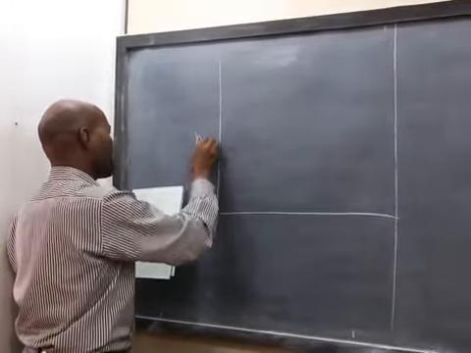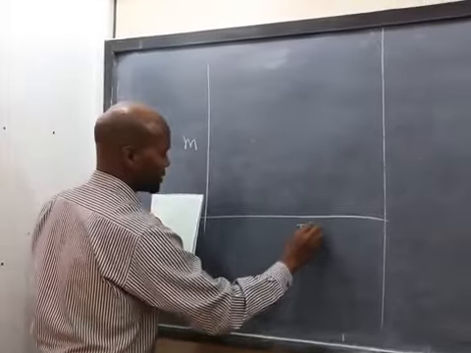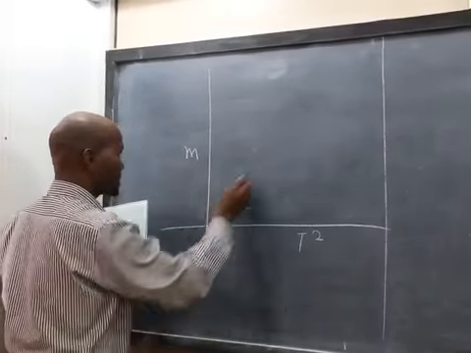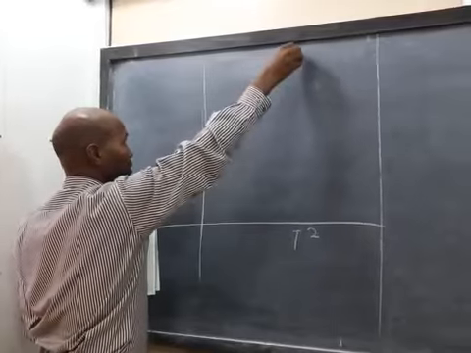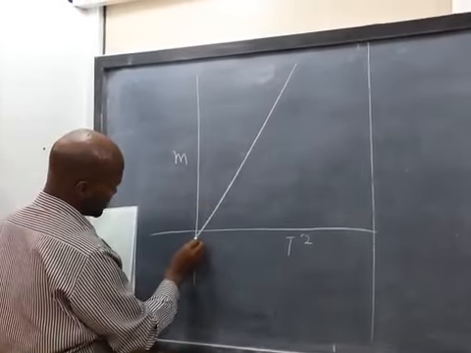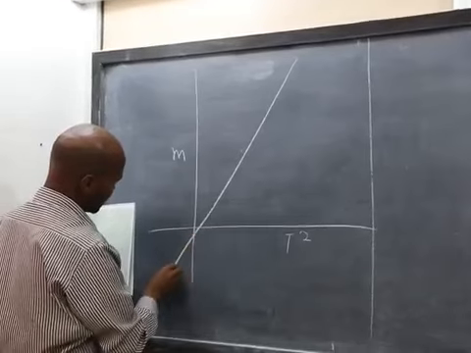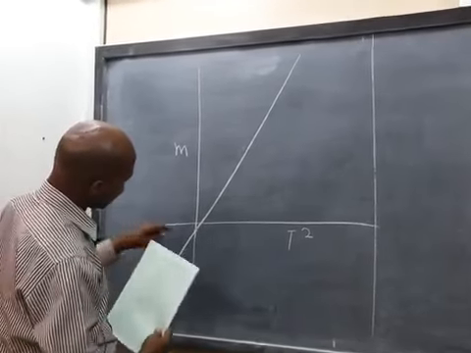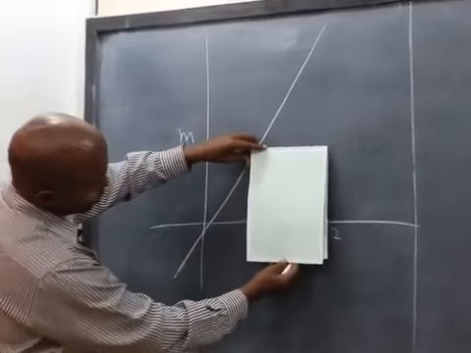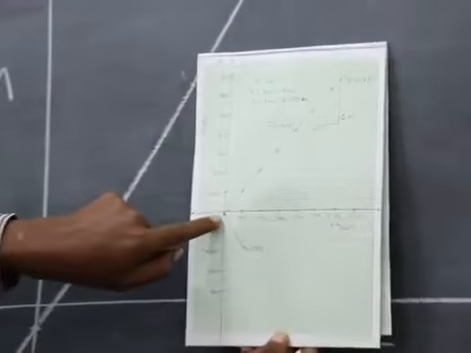That is m versus T squared. The graph cuts just a bit down somewhere here. Okay, the m intercept is somewhere here, as you can see.